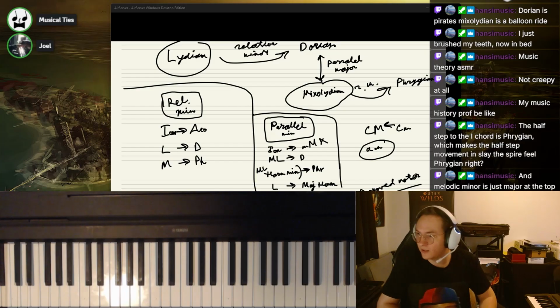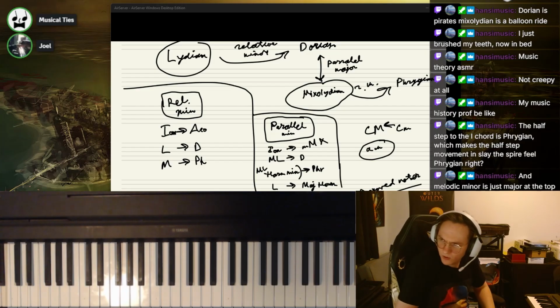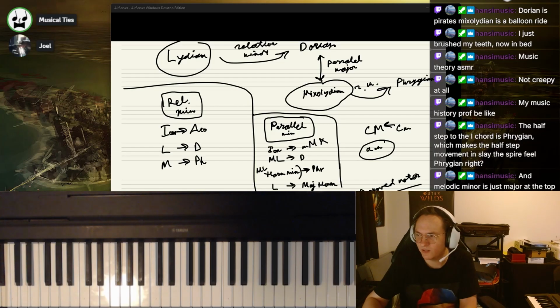So you want Aeolian, yes. Oh, you're saying I should flatten both? The third, the 6th, and the 7th all need to be flattened for it to be a minor. You can't just flatten the third. Well, that's just Aeolian by definition, right?